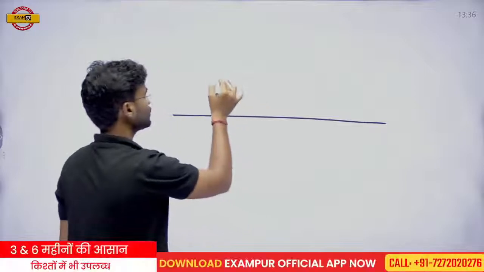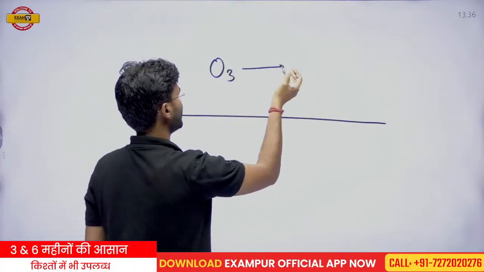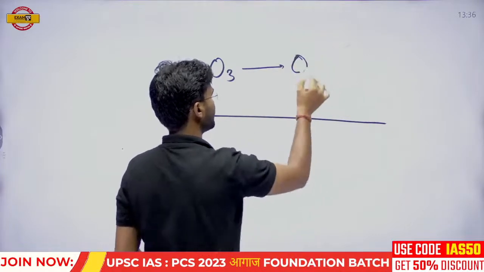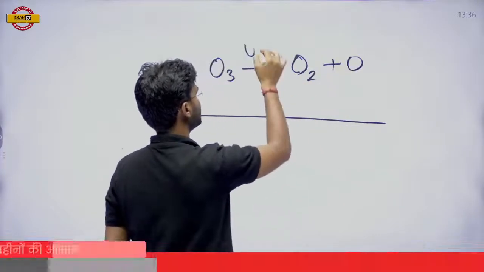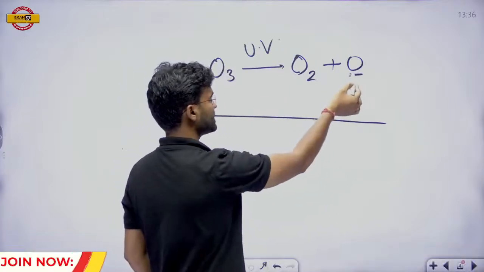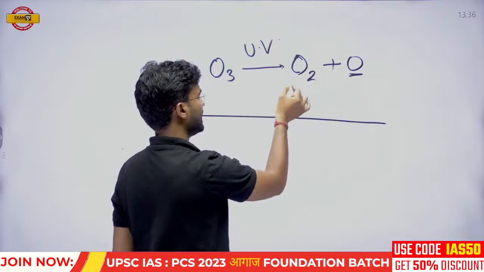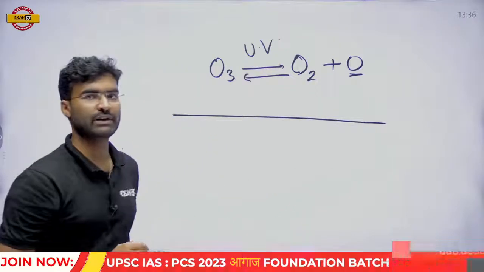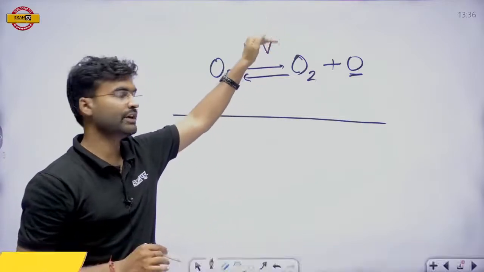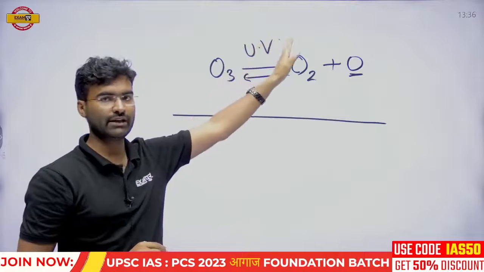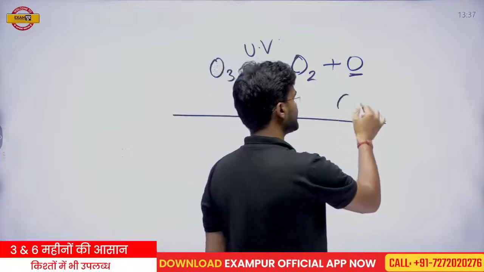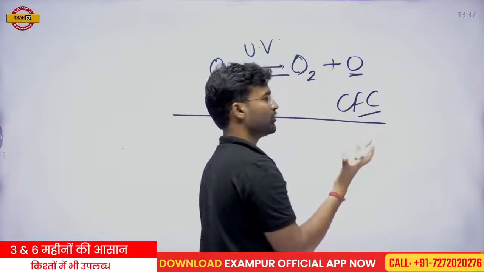If ozone is present in the stratosphere, then it takes a reaction and breaks into oxygen plus nascent oxygen in the presence of the ultraviolet rays. This is an unstable form, so it again reacts with oxygen and forms ozone in a reversible reaction. This reversible reaction takes place in this particular area continuously. But due to anthropogenic factors, some CFC will be released, and the CFC is a lighter compound of the gas.